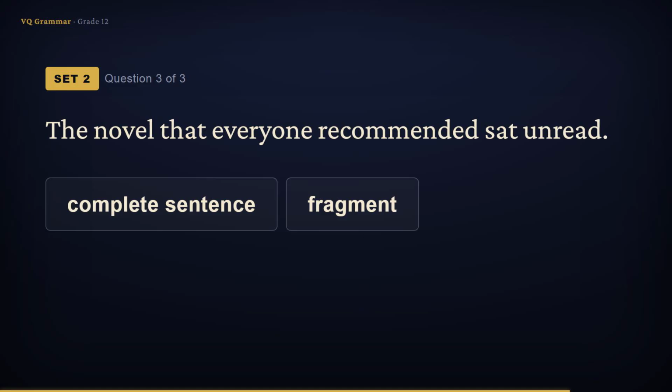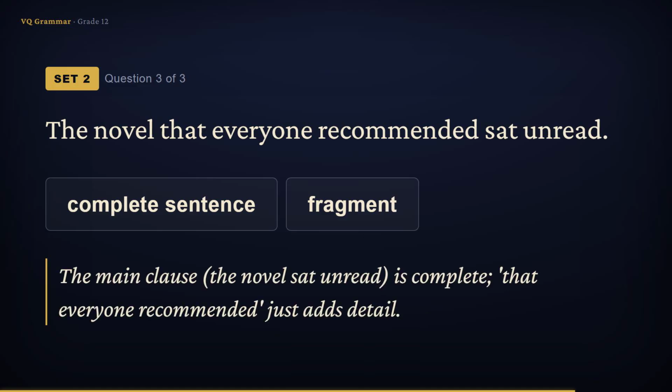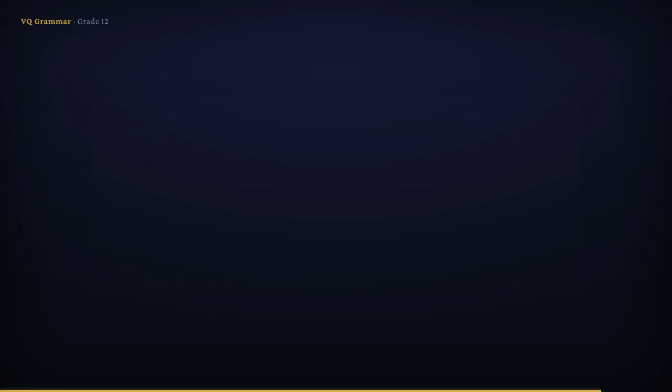The novel that everyone recommended sat unread. Here the subordinate clause, that everyone recommended, is tucked inside. But notice the main clause around it. The novel sat unread. That part has a subject and a verb and finishes the thought. Because a main clause holds the whole thing up, this is a complete sentence.